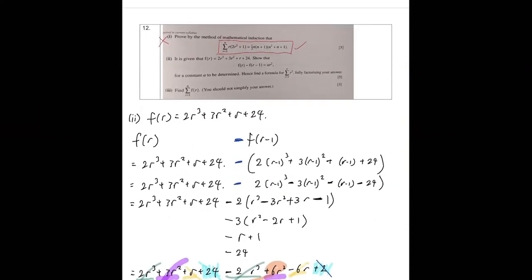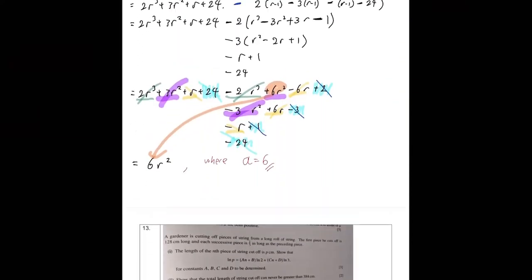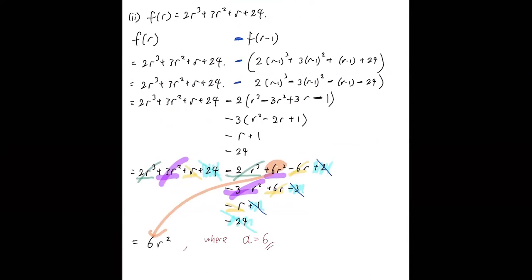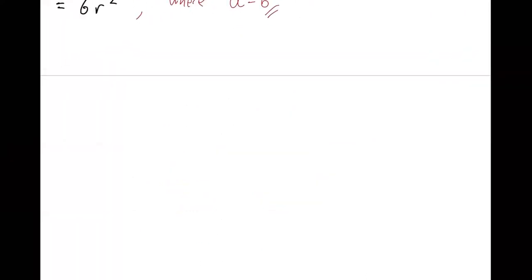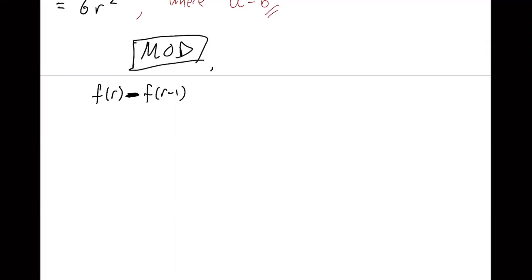Oh, okay. This one requires a little bit of trickery. So why did they give us f(r) minus 1? Why is there a minus? Why is there a sequence and series question with a minus sign? It's because of MOD. It's in the syllabus, method of difference. Every time you see a minus, just tag on a summation.